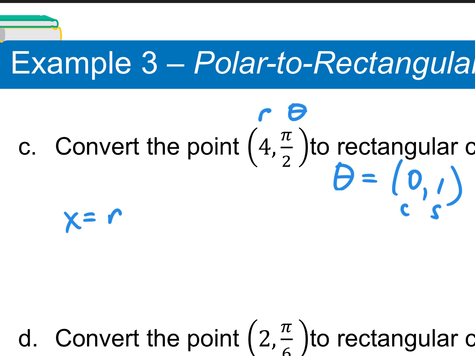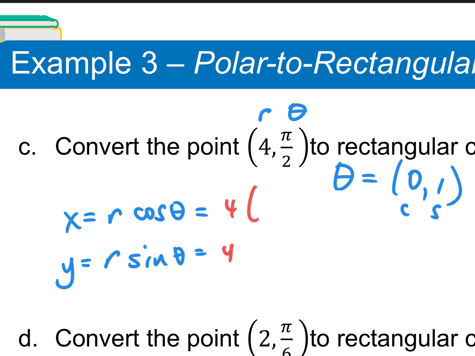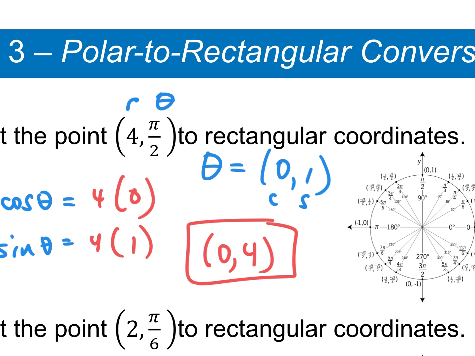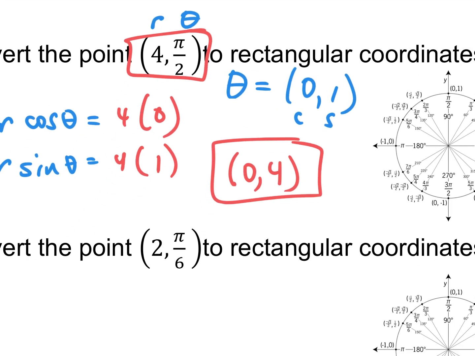So x equals r times the cosine of theta, and y equals r times the sine of theta. In both cases, again, guys, what's your r value? 4, good. So I'm going to say 4 times, what is the cosine of pi over 2? 0. And then 4 times, what is the sine of pi over 2? 1. So when we multiply, 4 times 0 is 0, and 4 times 1 is 4. There's your point. So what this is saying is (4, pi over 2) in polar coordinates is in the exact same spot as (0, 4) in xy. The same point in space.